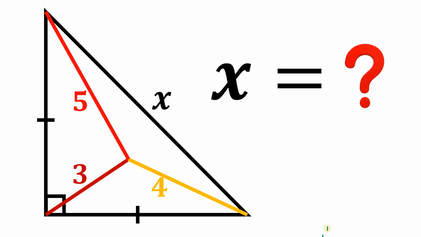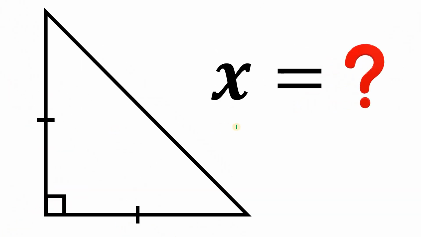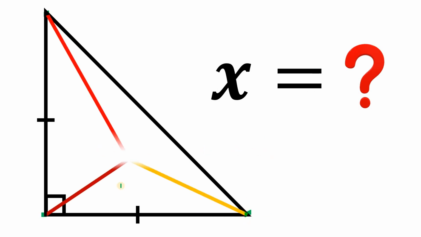Can you solve this geometry challenge? Here's the question. Let's start with an isosceles right triangle. Now, using these three vertices, let's draw a segment inside of this right triangle.